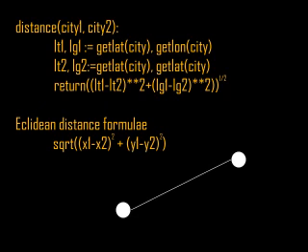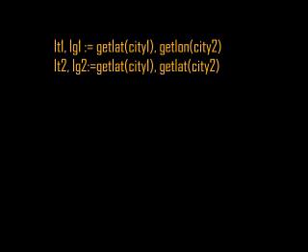Then how do we write this formula in the pseudocode? We already took the values into variables, right? How can we write the longitude and latitude values? LT1 comma LG1 equal to get latitude of city 1 comma get longitude of city 1. Understand? In the same way, you have to write the second one also.